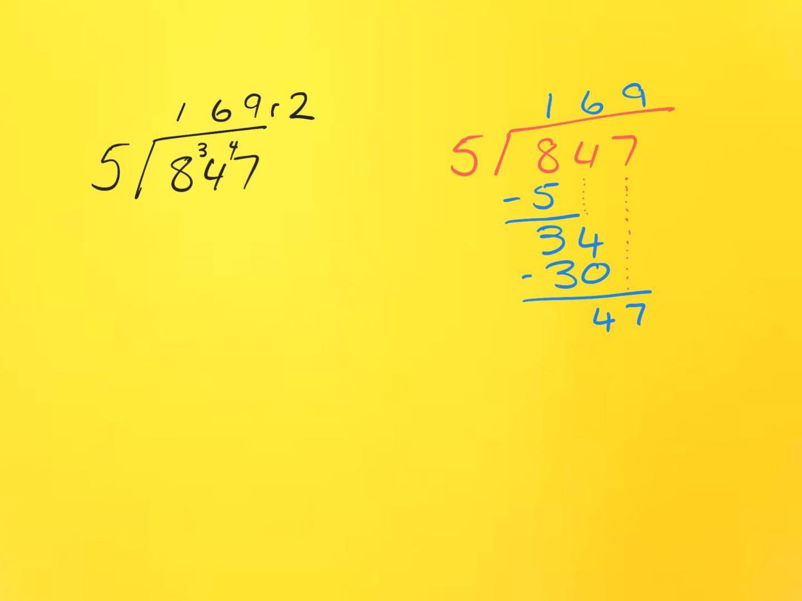And now I say 9 times 5 is going to give me, 9 5s are 45. And I do my subtraction sum. 7 take away 5 gives me 2. And 4 take away 4 gives me 0. So my answer is in fact 169 remainder 2.